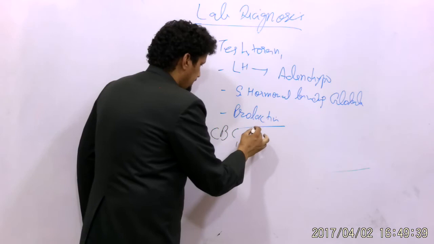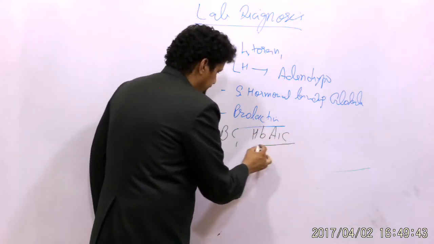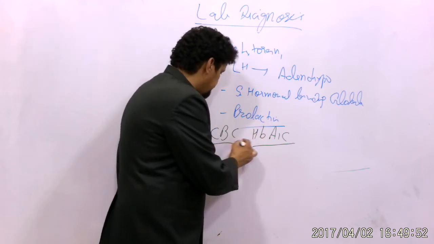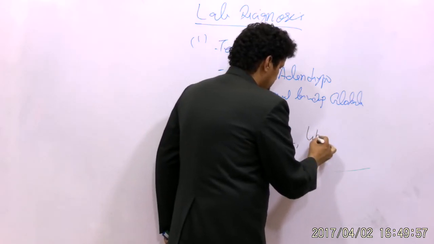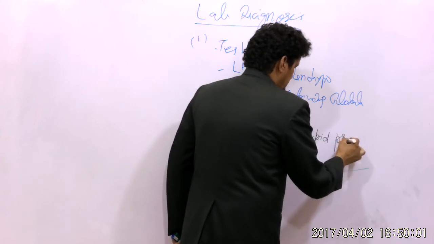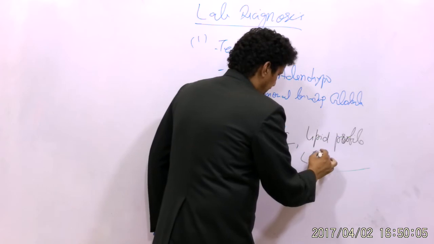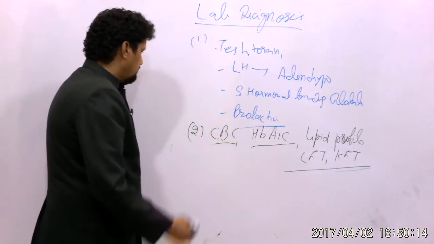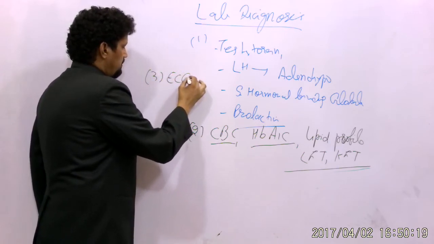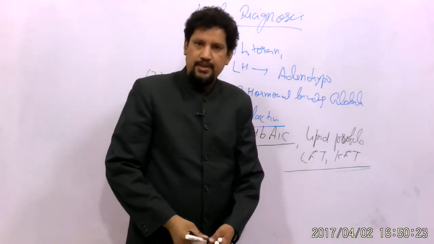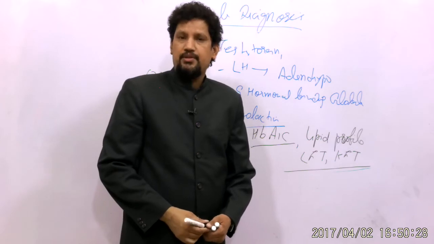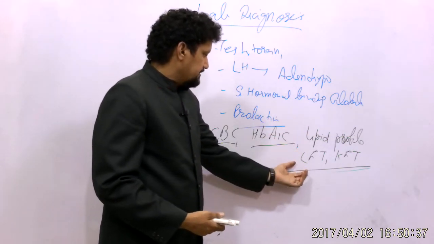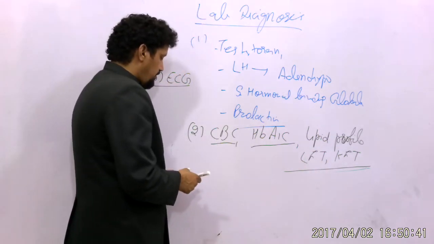Complete blood count, HbA1c, for the control of blood glucose in last 3 months. So CBC, HbA1c, lipid profile, liver function test, LFT, and kidney function test, KFT. ECG should also be recorded to rule out some cardiological causes of the erectile dysfunction, although these are rare, but should be ruled out by ECG. So ECG, CBC, HbA1c, lipid profile, liver function test, and the kidney function test. Complete urine analysis.